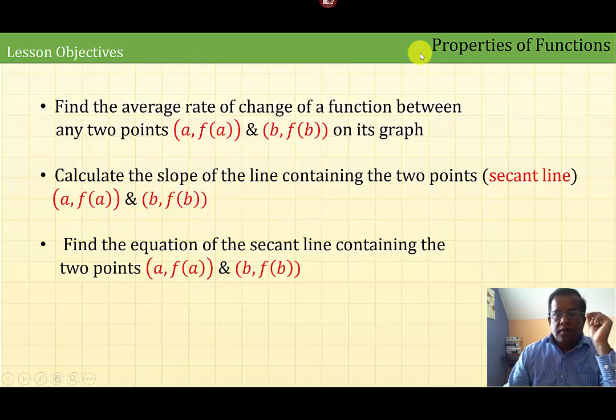Properties of functions. In this lesson, we're going to find the average rate of change of a function between any 2 points, say (a, f(a)) and (b, f(b)) on its graph, and learn to calculate the slope of the line containing the 2 points. We call this line the secant line. So we're going to learn to find the slope of the secant line containing these 2 points, and also find the equation of the secant line containing the 2 points.